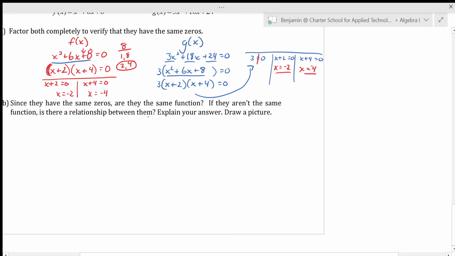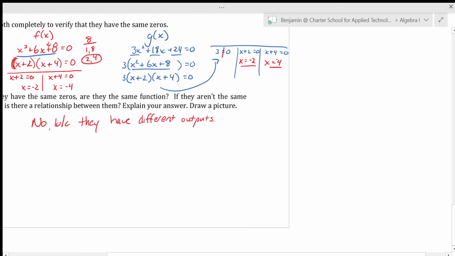Since they have the two zeros, are they the same function? You would say no, because they have different outputs.